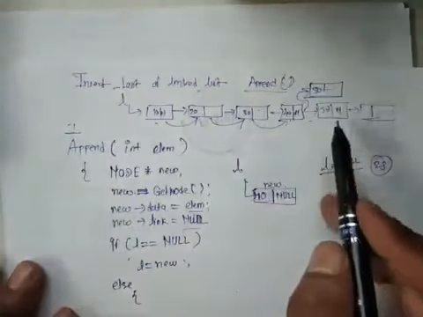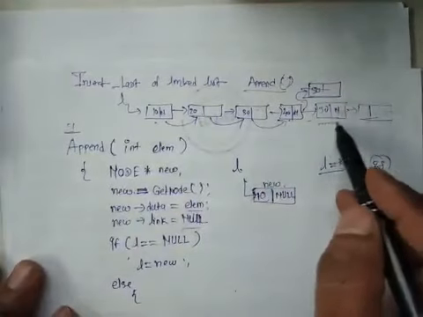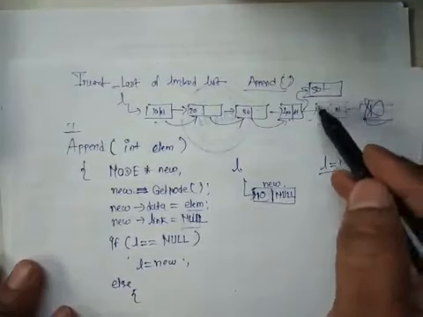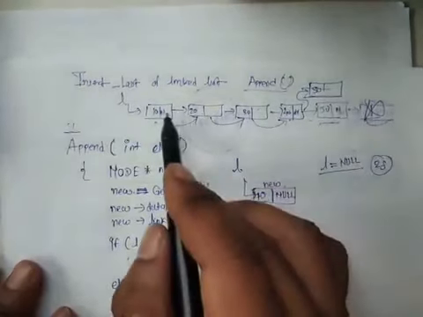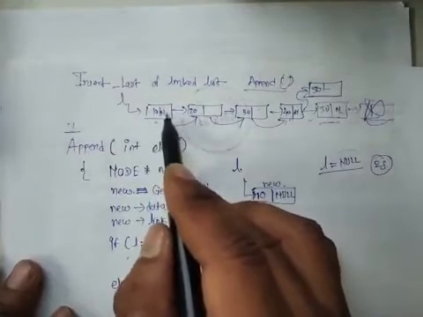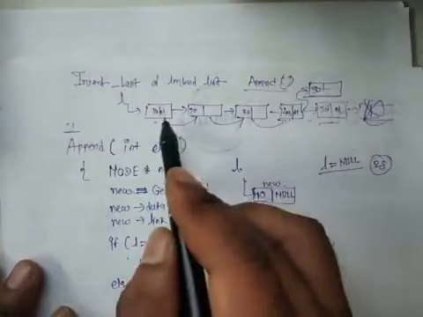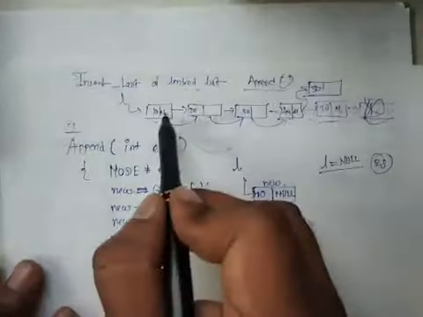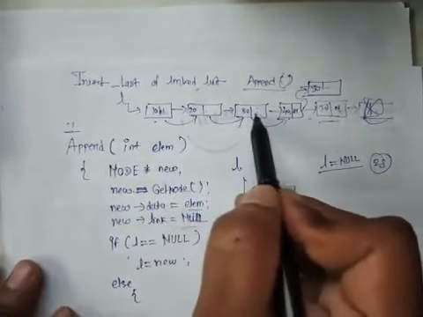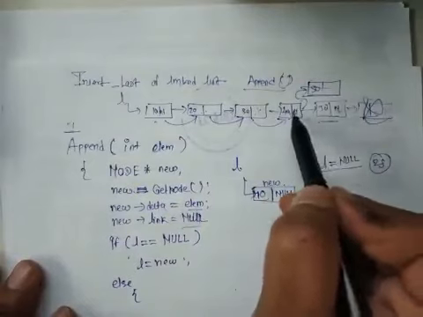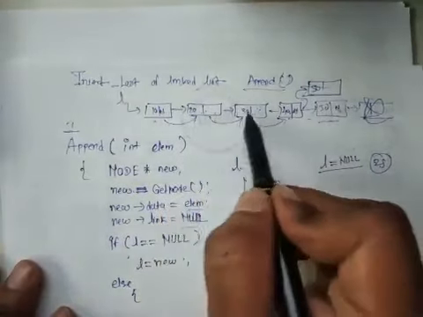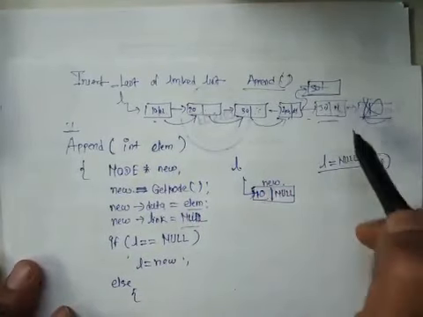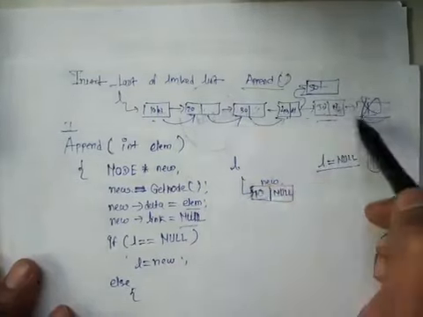How do we know that this is the end of the linked list? The link field of this node holds the null value, but other nodes' link parts hold the address of the next node. So if the link part holds the null value, that is the end of the linked list. Every link part is holding the address of the next node, but this node is holding null, since it is the last node of the linked list.